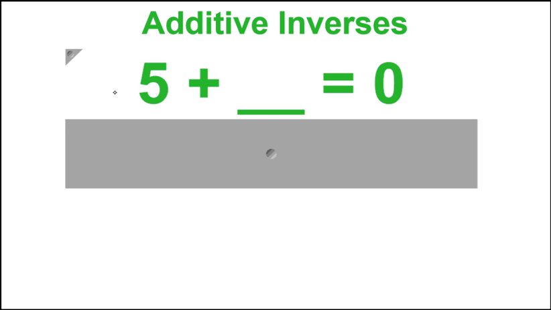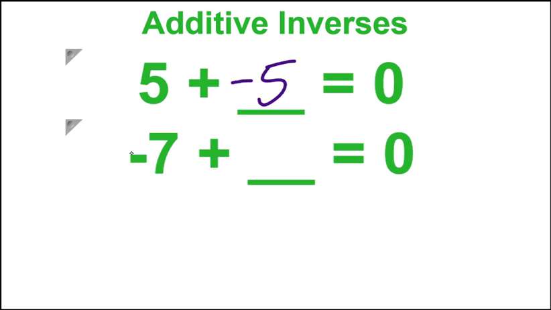So what number would go in that blank to equal zero? Yeah, that would be negative 5. So you see, those are additive inverses, 5 and negative 5. So if I got a negative 7, what's the additive inverse of negative 7? 7.